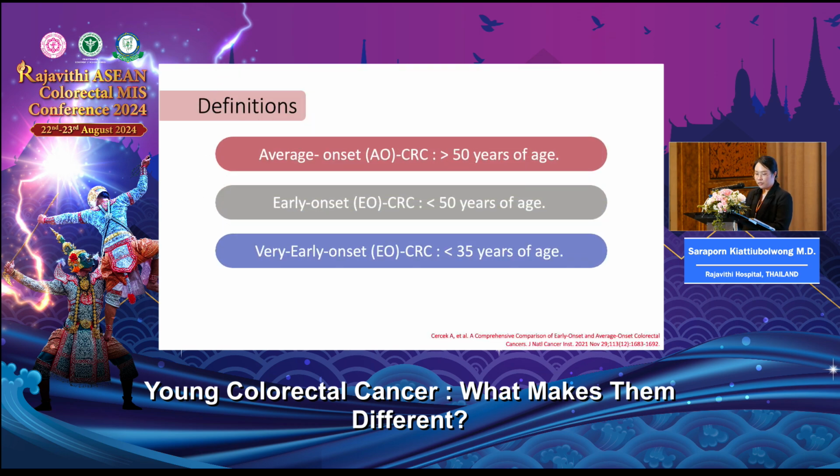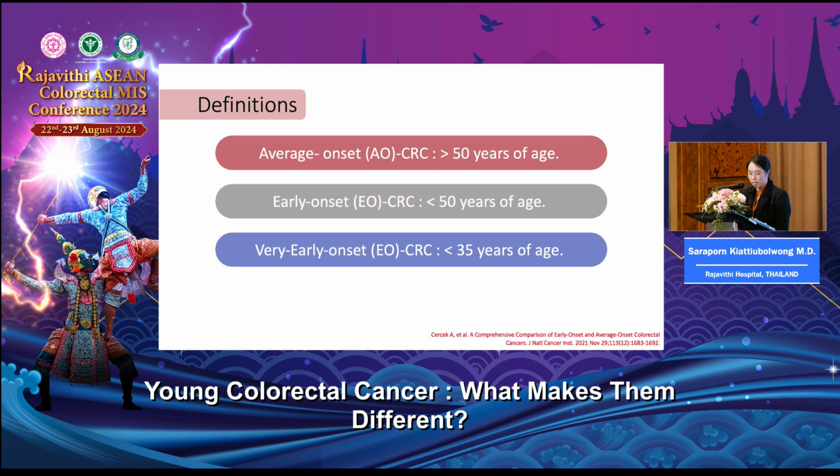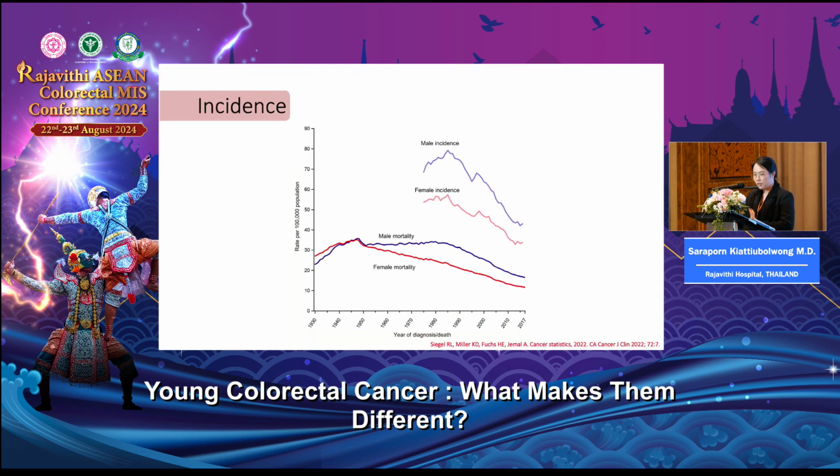The definition of early onset colorectal cancer typically refers to cases younger than age 50, and very early onset colorectal cancer refers to patients younger than 35 years of age. To talk about the incidence, this graph shows that the incidence and mortality in both males and females have been decreasing since the 1990s because we have the colorectal cancer screening program.